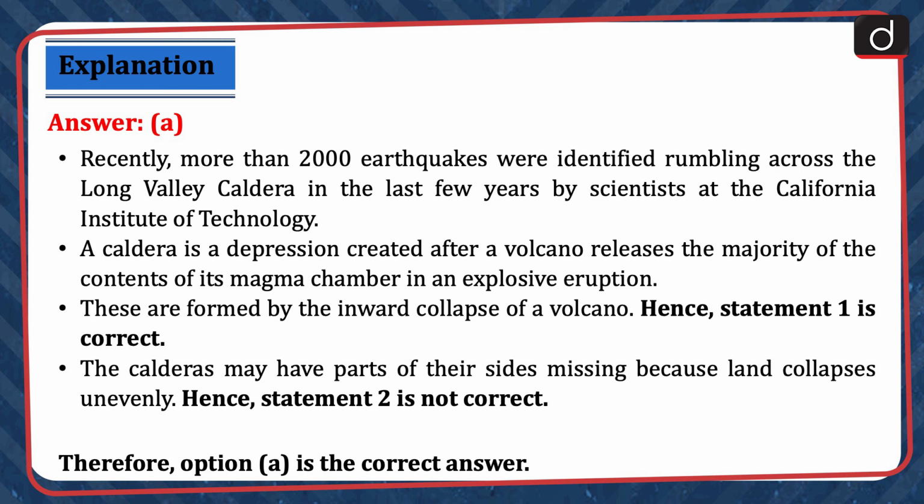Recently, more than 2,000 earthquakes were identified rumbling across the Long Valley caldera in the last few years by scientists at the California Institute of Technology. A caldera is a depression created after a volcano releases the majority of the contents of its magma chamber in an explosive eruption. These are formed by the inward collapse of a volcano. Hence, statement 1 is correct. The calderas may have parts of their sides missing because land collapses unevenly. Hence, statement 2 is not correct. Therefore, option A is the correct answer.